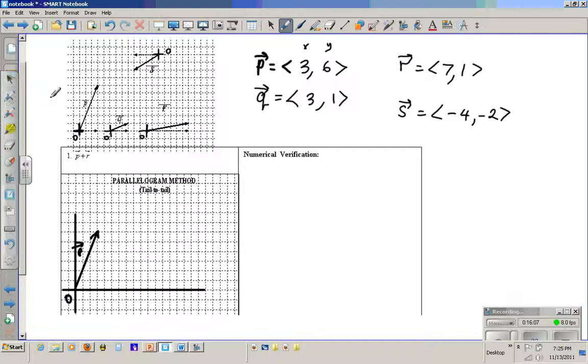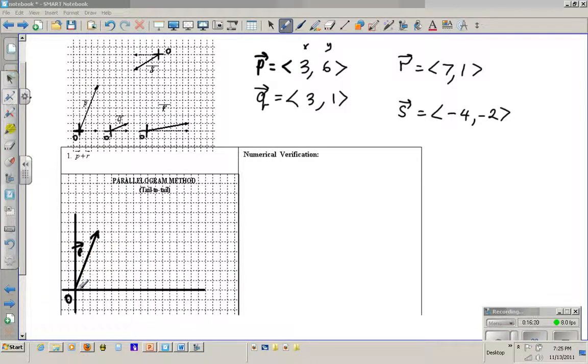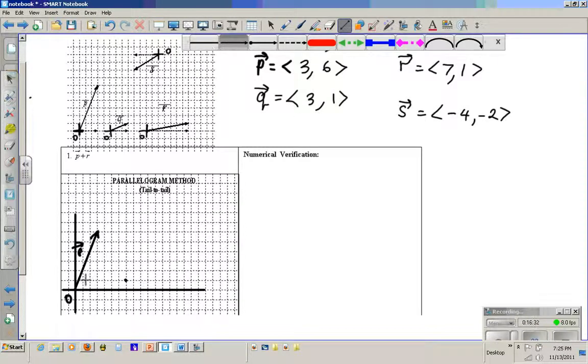Alright, so vector R, we're going to go 7 units to the right and 1 unit up. Let me make my pencil tip a little bit thinner so I can be accurate. So 1, 2, 3, 4, 5, 6, 7 units to the right, 1 unit up. Boom. There goes the tip of vector R. So you draw your line segment from here to there.